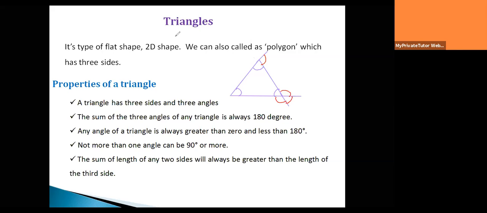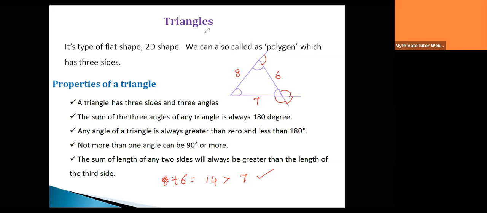So what do you mean by this? If you take any two sides and add them, for example, let's name the sides 8 centimeters, 7 centimeters, and 6 centimeters. If you take any two values here, let's take 8 plus 6, which is 14. So 14 is always greater than the third side. The third side is 7 in this case, okay? So the sum of two sides must be greater than the other side. That's the basic property. If this property is not satisfied, then we can't draw the triangle.